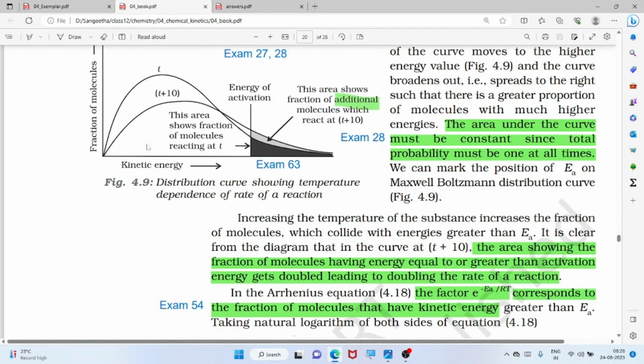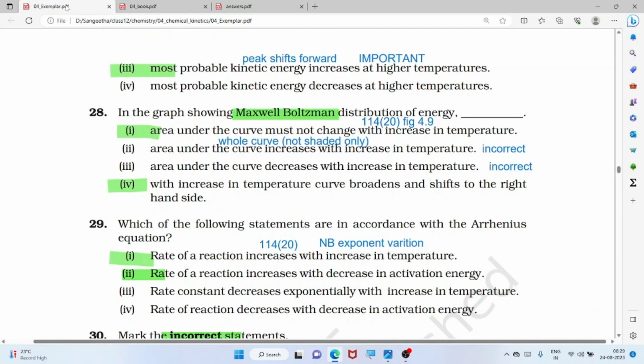Okay, the area under this curve and this curve are the same because the total number of molecules will be the same. The statement that the area under the curve rises with the increase in temperature is incorrect. Area will not change. With the increase in temperature, the curve broadens and shifts to the right-hand side.